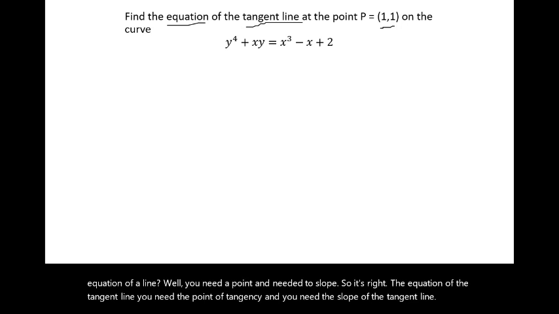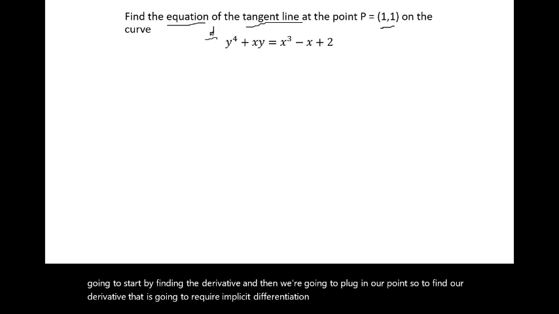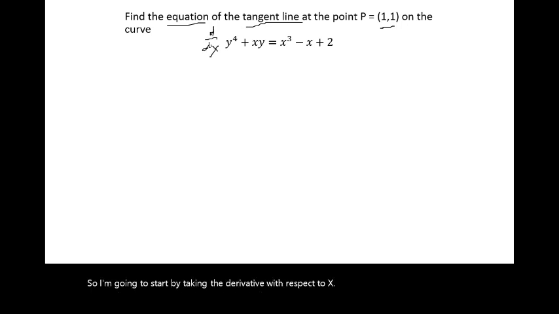The slope of a tangent line involves the derivative. So we're going to start by finding the derivative, and then we're going to plug in our point. To find our derivative, that is going to require implicit differentiation. So I'm going to start by taking the derivative with respect to x of every single term on both sides. I'm going to run out of room very fast for this one, so we're just going to take the derivative with respect to x of each term one at a time.